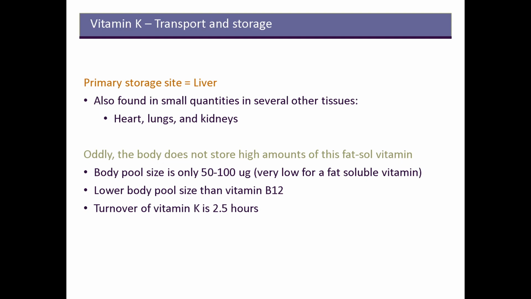In terms of transport and storage, the primary storage site for vitamin K is the liver. Small quantities are found in other tissues like the heart, lungs, and kidney. Usually fat-soluble vitamins have high body pools, but vitamin K is actually on the low side. It can only be stored in 50 to 100 micrograms. As a comparison, this is lower than the water-soluble vitamin B12. The turnover time for vitamin K is typically 2.5 hours.